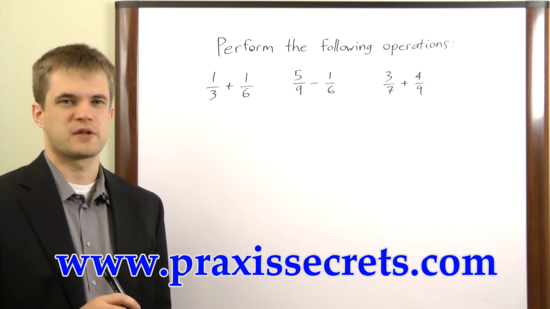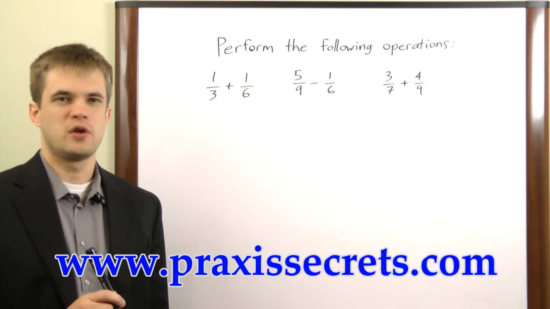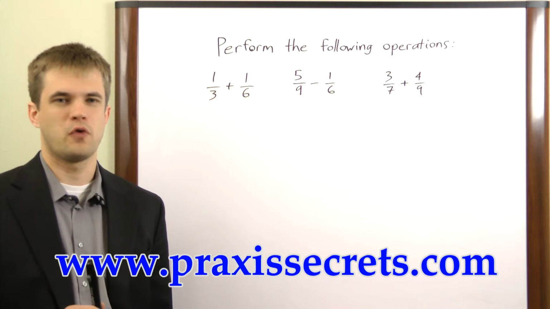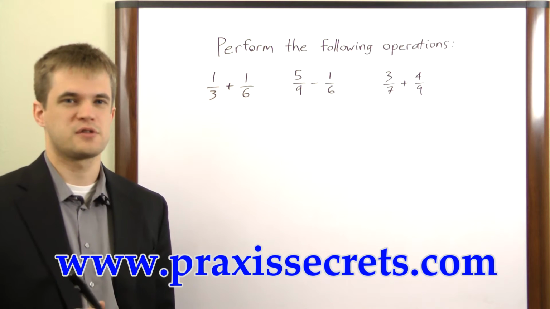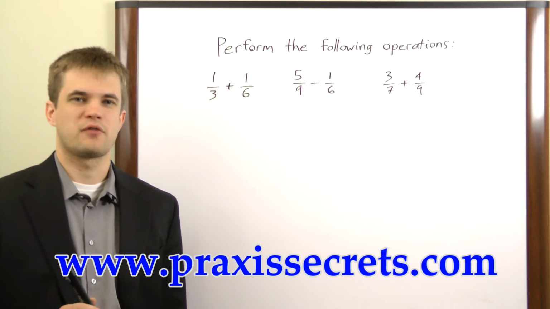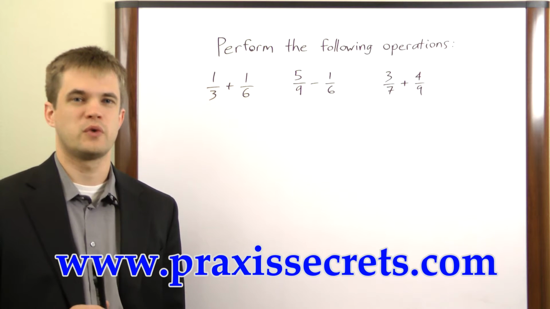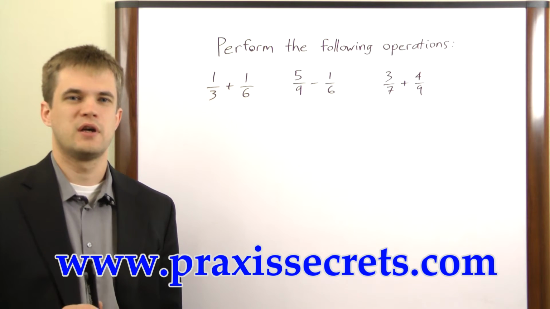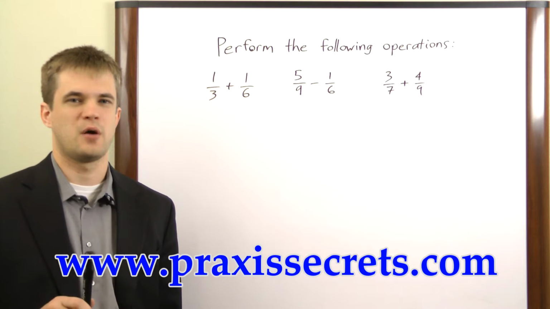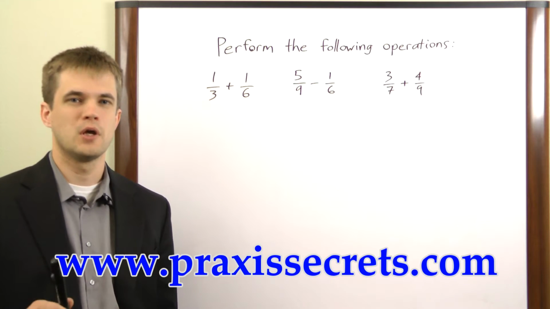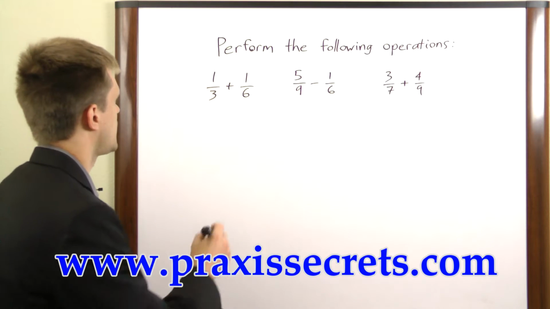When you're dealing with two fractions that have different denominators, you have to create a common denominator before you can add or subtract them. Creating a common denominator is a two-step process. First, you have to find the least common multiple between the two denominators that you have, and then you have to change one or both of the fractions to have that common denominator before you can proceed. Let's look at a few examples here.